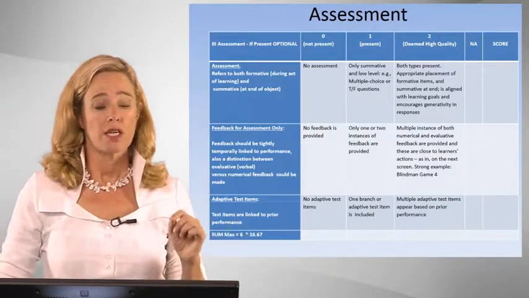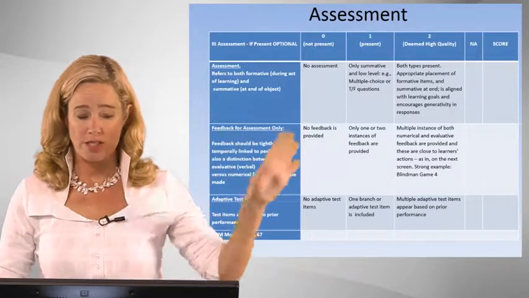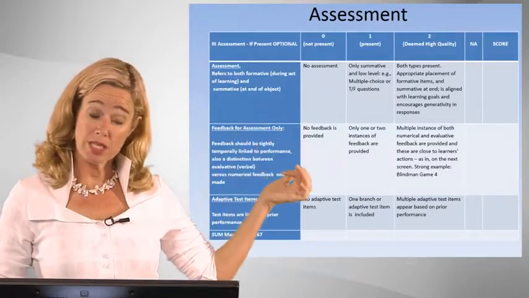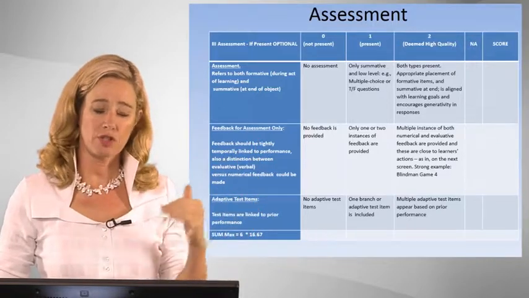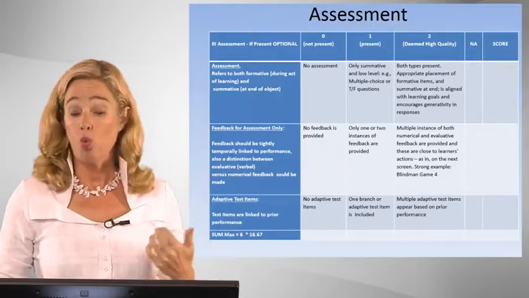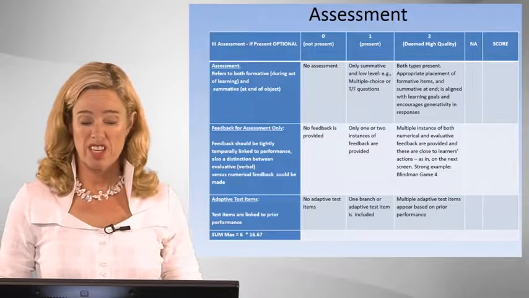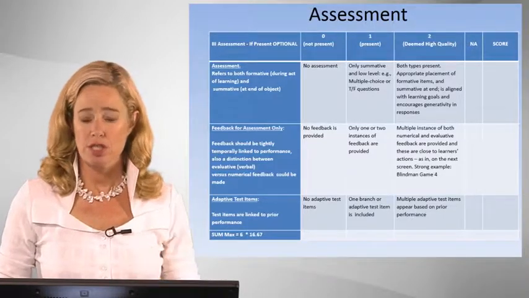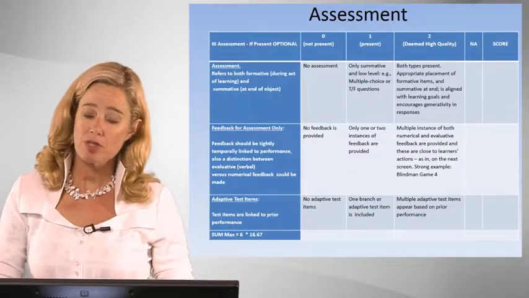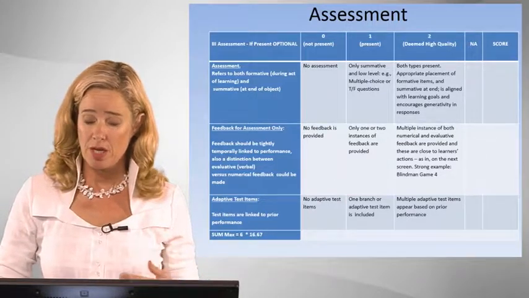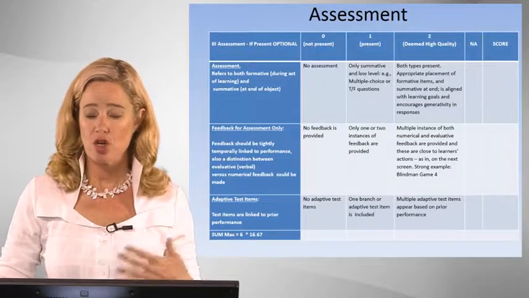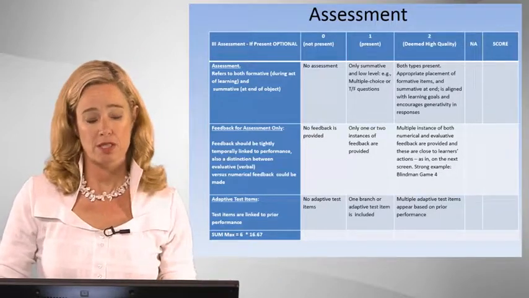Assessment here, in this first box, this first cell, it refers to both formative, that means during the act of learning, and summative assessment. That means at the end of the learning object. So a 1 would be given if there's only summative and it's quite low level, like true-false questions. A 2 would be given if both types are present and there's appropriate placement of the formative items. It's aligned with the learning goals and it encourages some generativity in the responses.